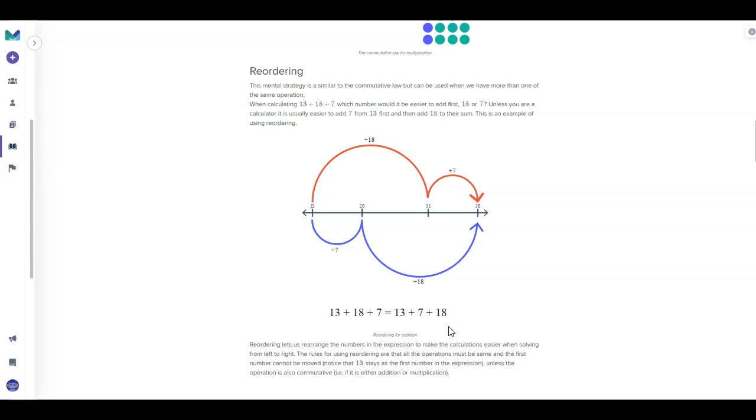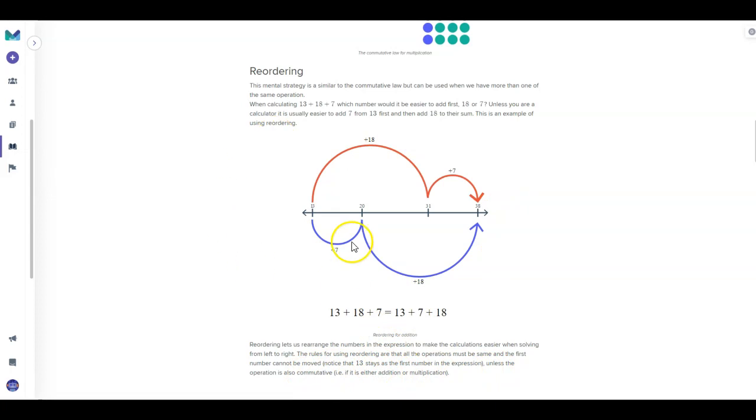Okay, so it's just a strategy to help us with making it easier to work things out in our heads. Okay, so have a read of that in a bit more detail if you like. They do talk about not moving the first number, and it says it down here. So we keep the first number, and then we're looking for which of the other values we could reorder to make the operations easier for us to do in our head.